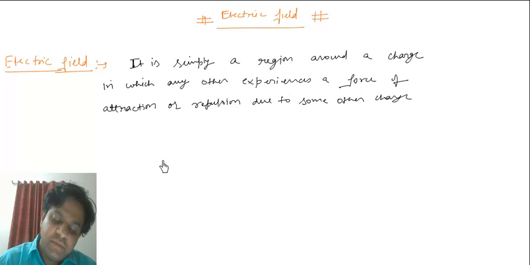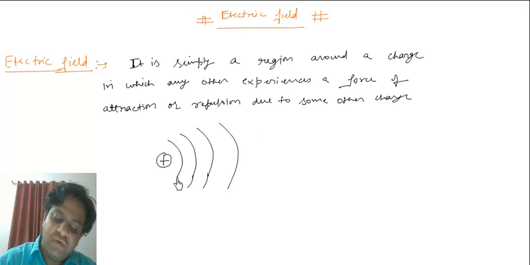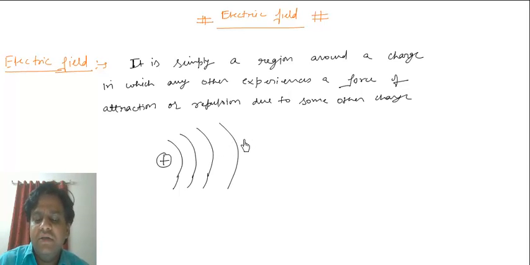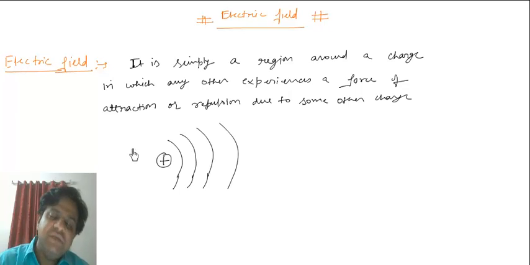So electric field is simply a region around a charge. Let's say if I have a positive charge, then this positive charge will have a region around it. In this particular region, this electric field obviously extends up to infinity, although its strength will decrease or die out by the time it reaches infinity, right? So it will have maximum influence in its nearby regions.